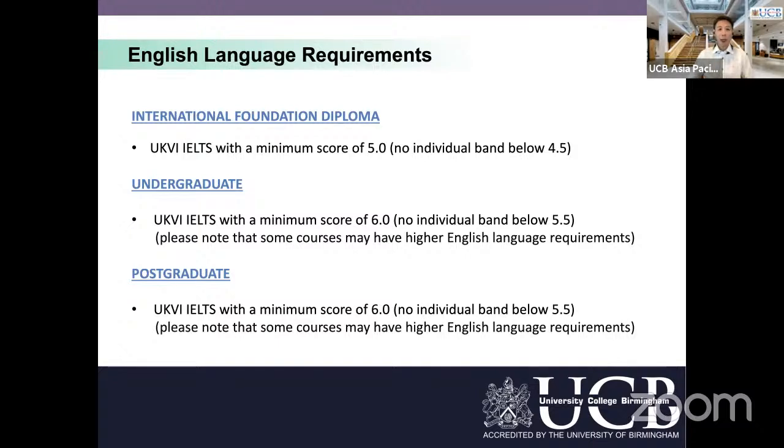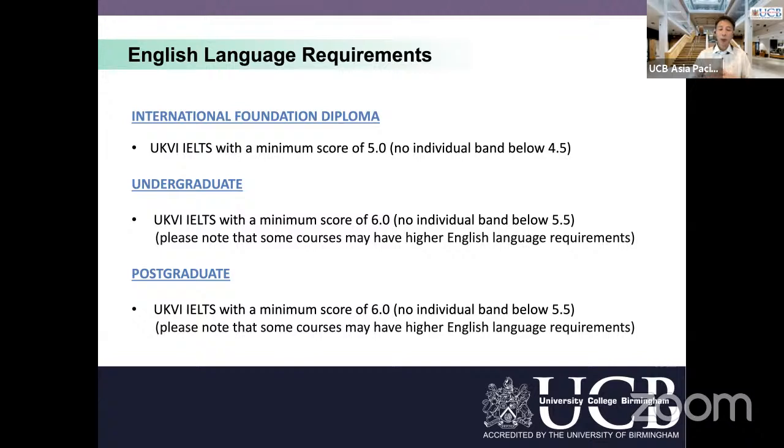For the English language requirement, students going for the International Foundation Diploma need an IELTS of 5.0 with no individual element below 4.5. For undergraduate students who have a qualification that meets the academic requirement, if you join us, the requirement will be 6.0 with no element below 5.5.